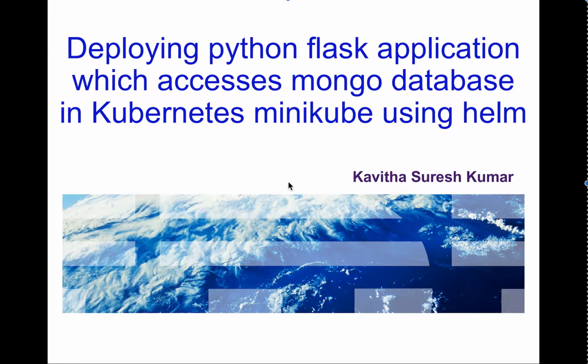Hi, this is Kavita Suresh Kumar and I'm going to demonstrate how to deploy a Python Flask application which accesses a Mongo database in Kubernetes minikube using Helm. Helm is the Kubernetes package manager. It helps us to manage the Kubernetes applications. Let us start the demo by creating a Helm chart.